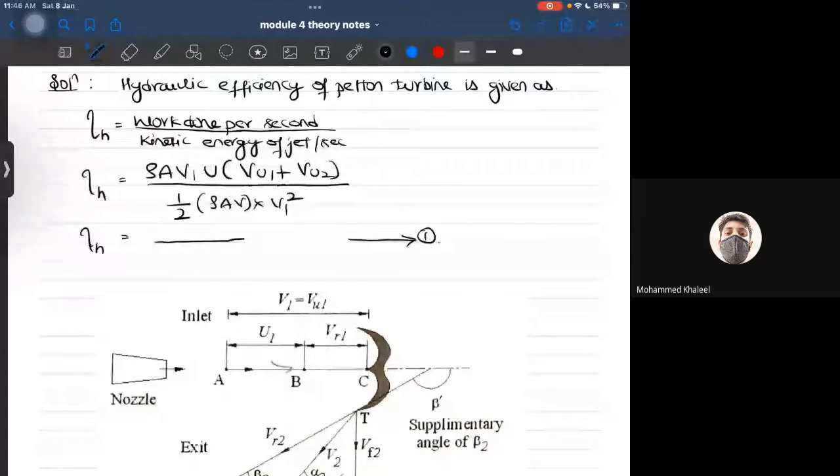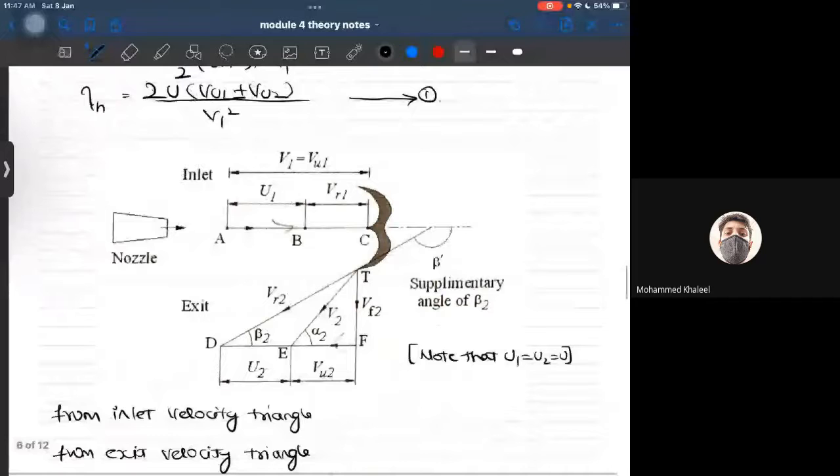Okay, so all the things get cancelled here, correct? Whatever is remaining, I would just write it here. The square gets cancelled. Now, 2U I will take to the top: 2U(VU1 plus VU2) whole divided by V1 square. So, this is what is remaining. Now, again, the applications of velocity triangles would come now from the inlet velocity triangle.